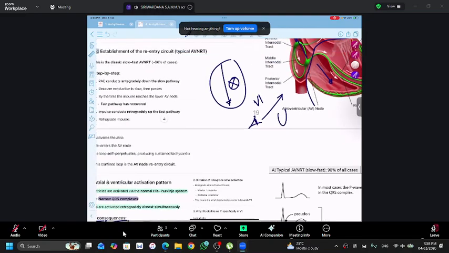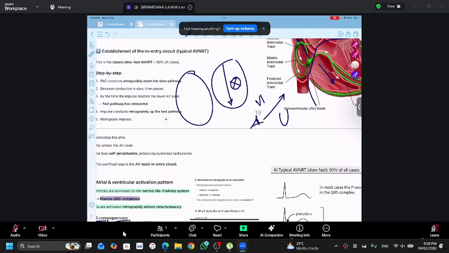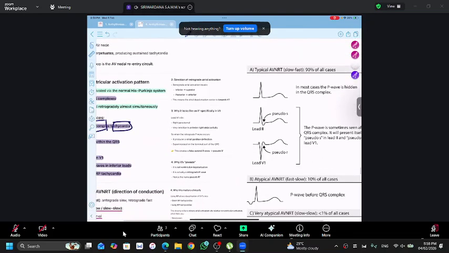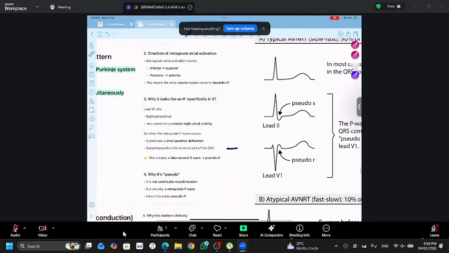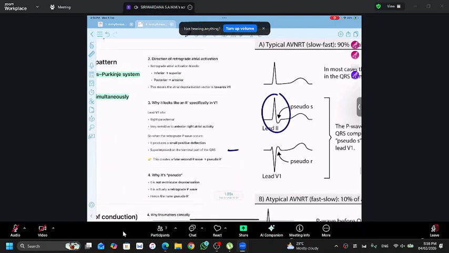But in AVNRT, everything is reversed. The atria depolarize from inferior to superior and from posterior to anterior. Now what will happen in lead V1? You will see that as a positive deflection. In lead V1, this happens after the QRS complex, as a tiny thing.